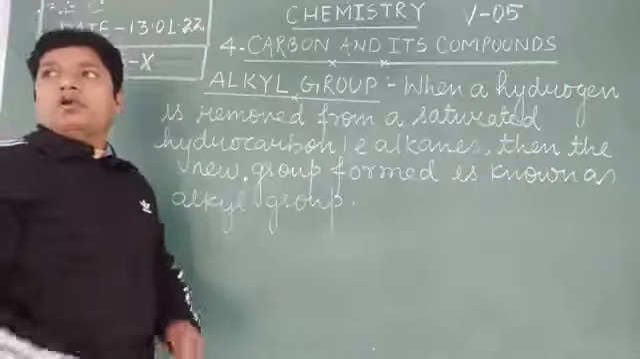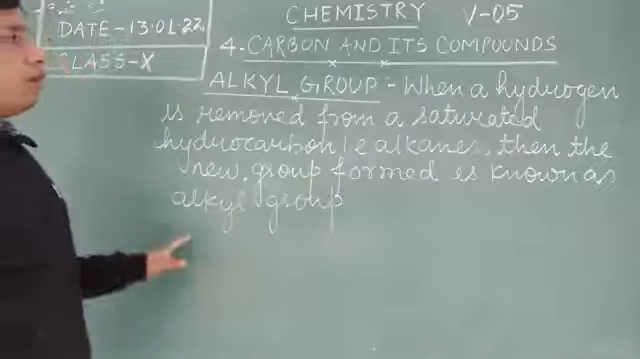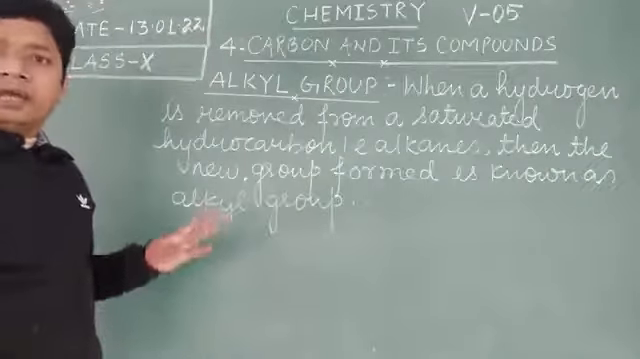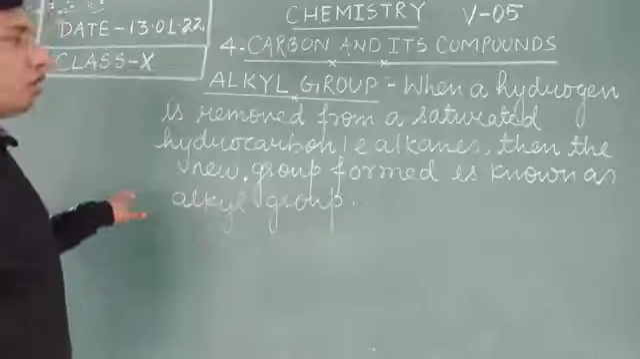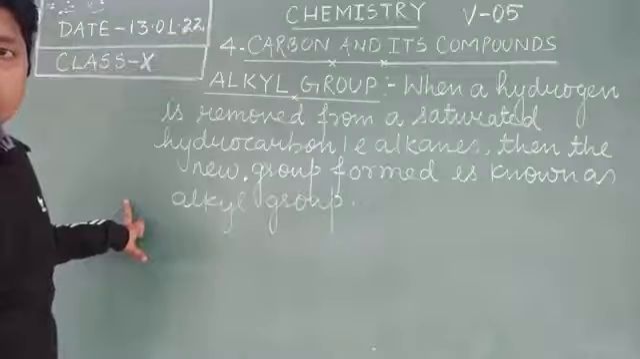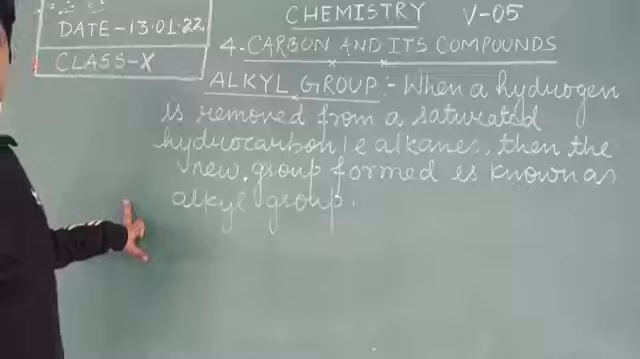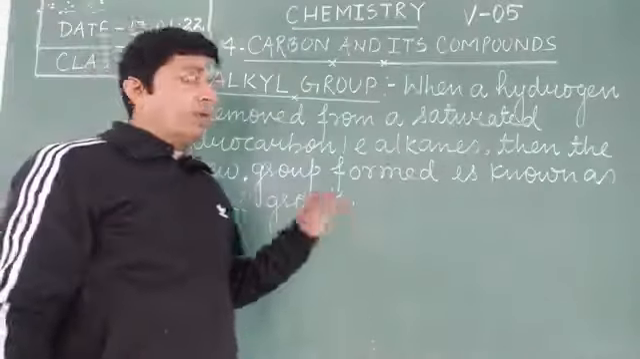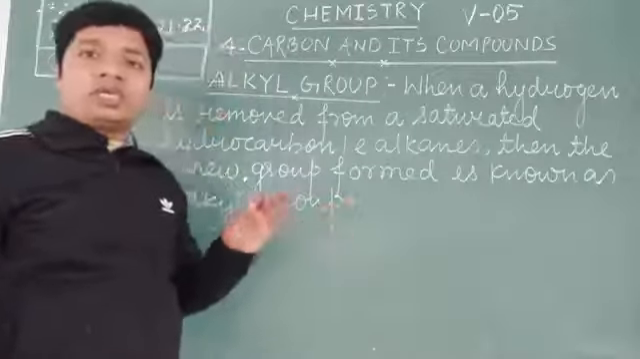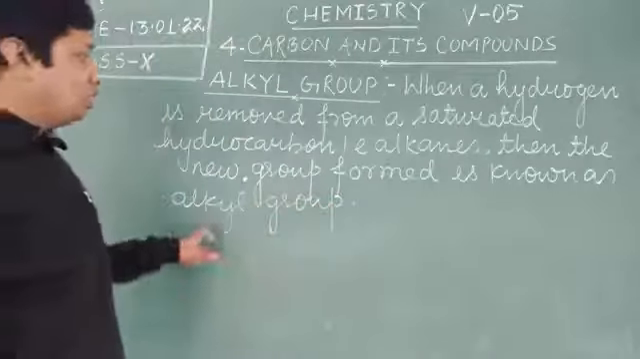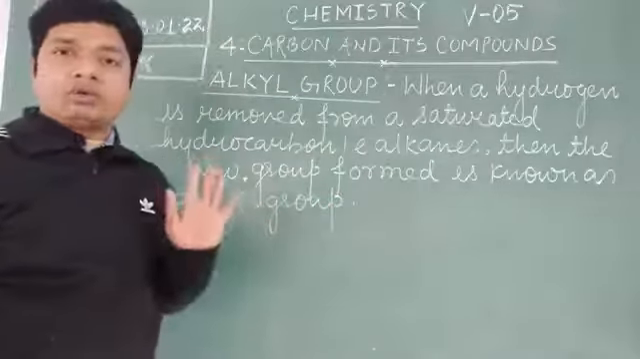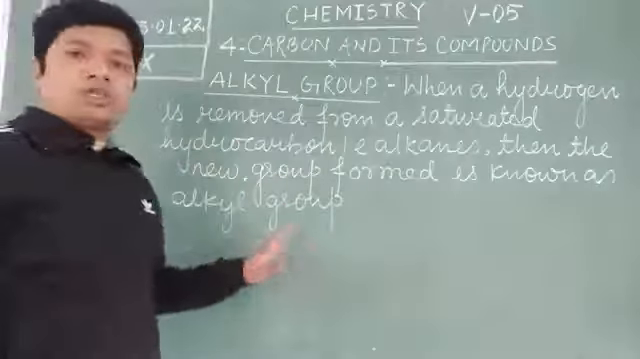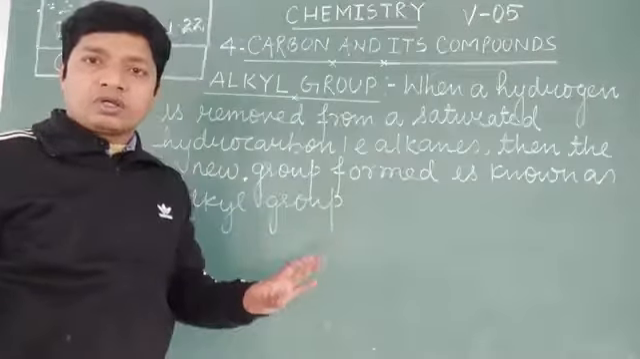So what do we mean by alkyl group? When a hydrogen is replaced or removed from a chain of saturated hydrocarbon, the examples of saturated hydrocarbons being alkanes, the new group formed is known as alkyl group.